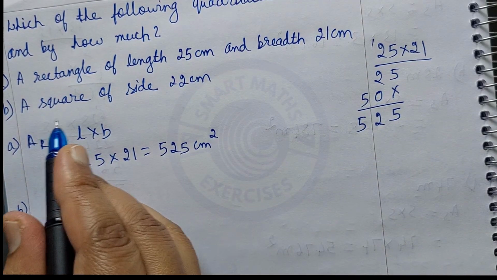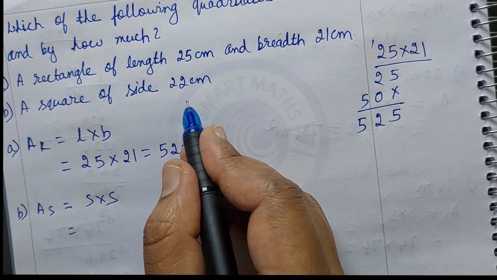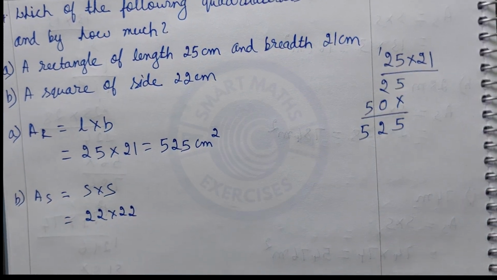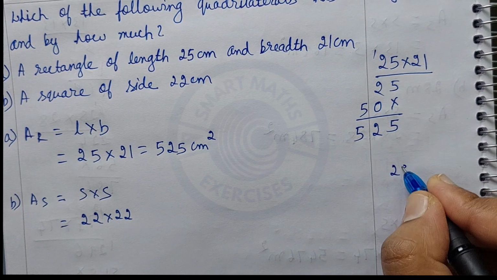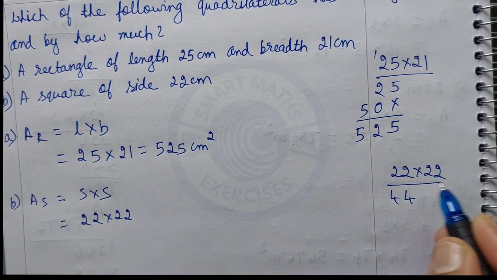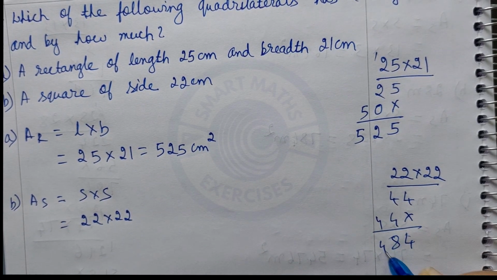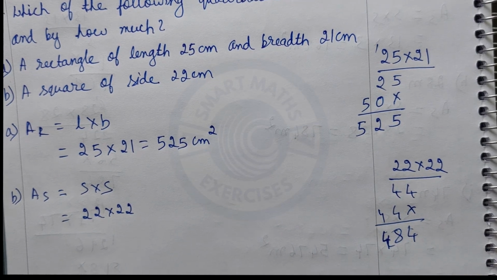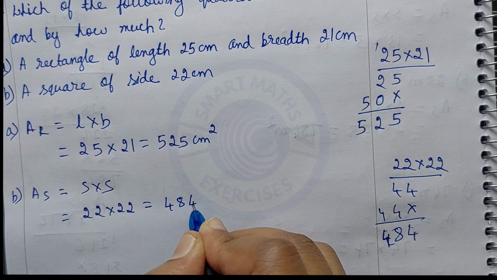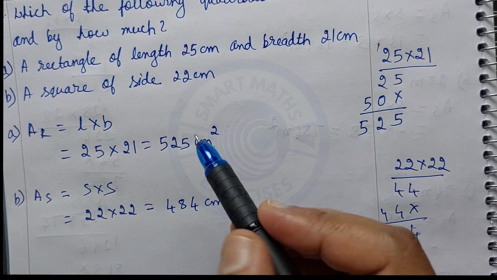Next, let's find out area of square. Area of square is side into side. Side is given, 22 into 22. Multiply 22 into 22. 2 2s are 4, 2 2s are 4, 4, 4 plus 4, 8, 4. So area of square is 484 centimeter square.